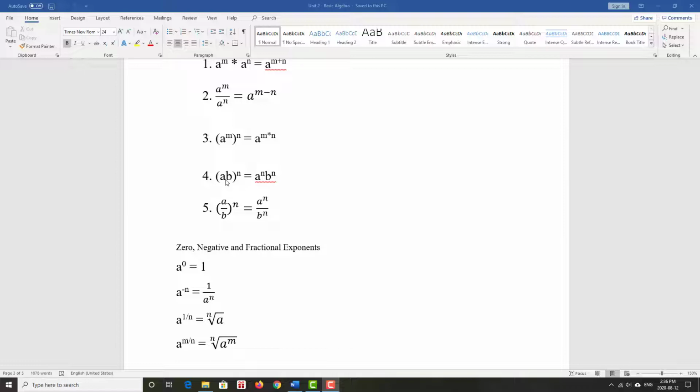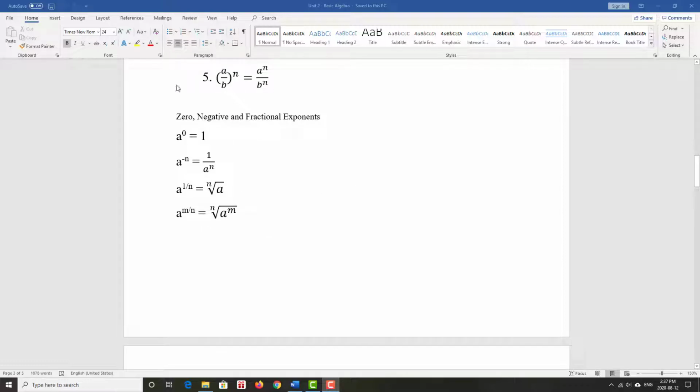And then what happens when we have two bases with a common exponent? We can then expand that, and each base has that exponent. So a times b in brackets to the power of n is the same as a with the exponent n, b with the exponent n. Same kind of idea with a divided by b to the power of an exponent, in this case n. It's the same as a to the n divided by b to the n. So very similar approach with rules 4 and 5 as we had with rules 1 and 2. So kind of important to keep that in mind.